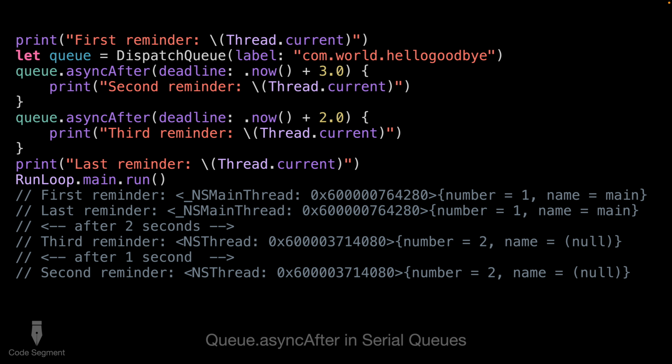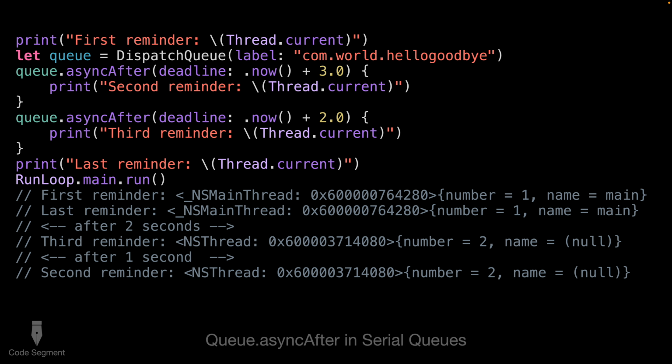So we'll see here that we've created async after, deadline now plus 2 here, right? And then after 2 seconds, we get the third reminder here, and this is on thread 2. Then after 1 more second, we see second reminder get printed, right? Now this might make it look like it's running concurrently. It's not. It's a trick. It's dirty and deceitful, okay? This is not running concurrently.